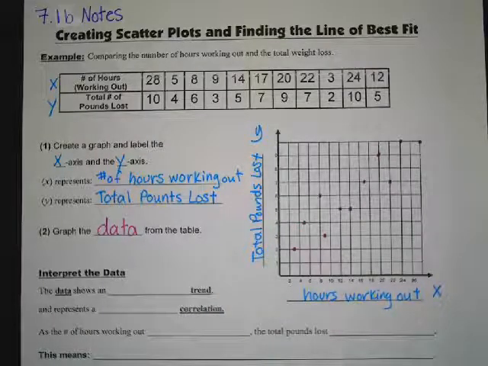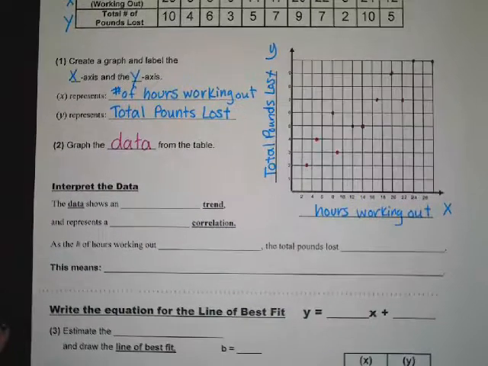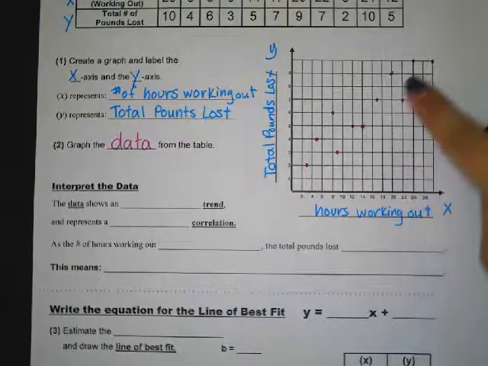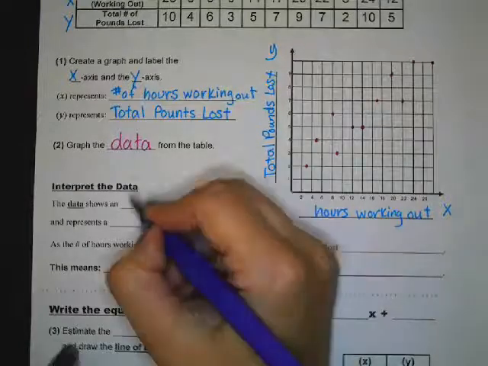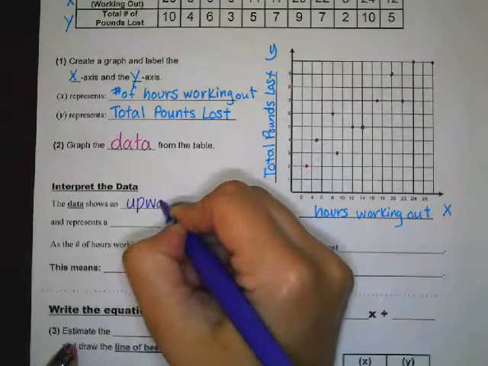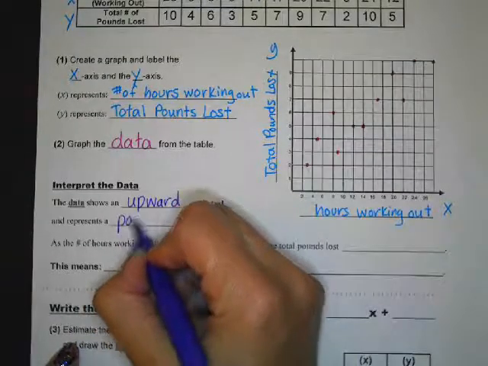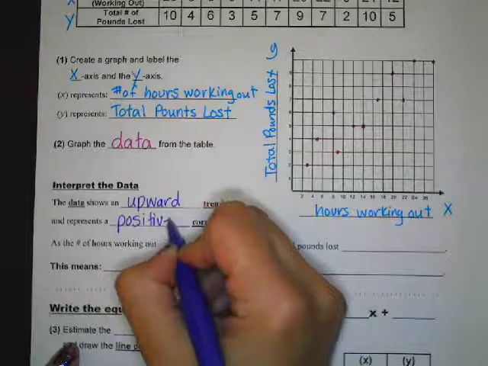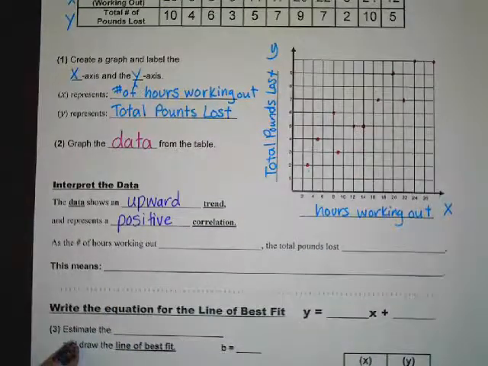So from there, we're going to go ahead and interpret the data. So the data shows that we have an upward trend because all these kind of move upward. So this is an upward trend. It represents a positive correlation. Okay, so we learned that last week. It's positive, it's going upward.